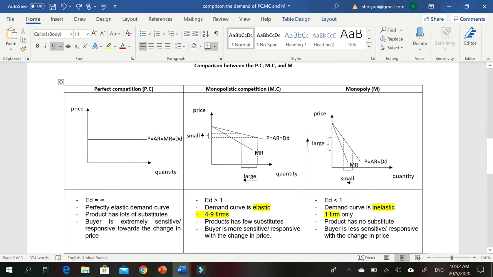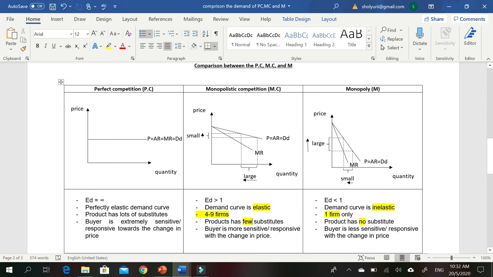While product yang ni, ni no substitute. Yang ni ada few substitute untuk monopolistic. Sebab dia 4 to 9 firms kan. Okay, buyer is more sensitive lah. So kalau macam saya kata produk cotton, kain cotton, kalau cotton for pocket drop mahal sangat, tak mustahil customer akan beralih arah dan tukar pakai cotton butterfly ke and so on.